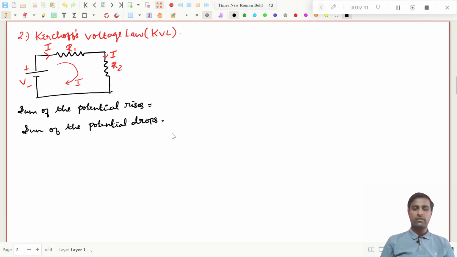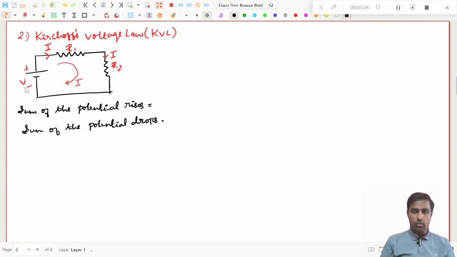Sum of the potential rises will be equal to sum of the potential drops. And now you have to see in a circuit which are all the potential rises and which are all the potential drops. I want to explain two things. One, you see the current direction, if it is a voltage source, or maybe any other element in the circuit. If the current direction is from minus to plus, then that will be potential rise, or that element is delivering power to the network.